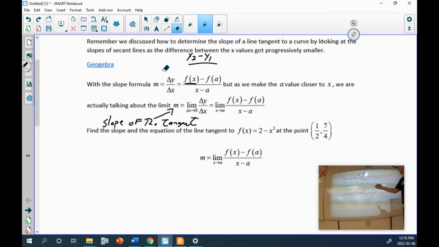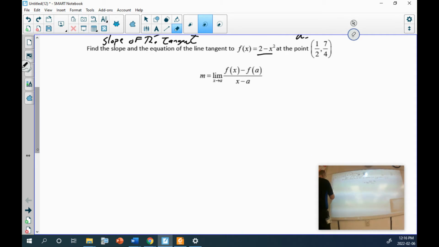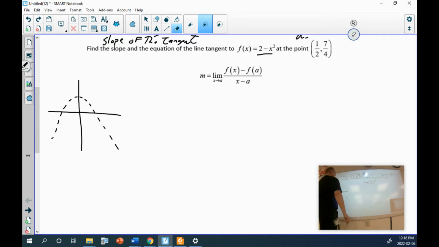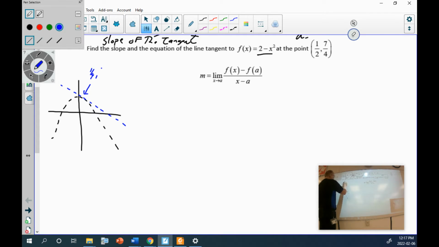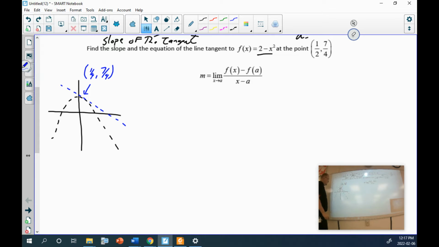So here's the question. Find the slope and the equation of the line tangent to this function at the point A is equal to 1/2 over 7/4. Now, visually, we know we can sketch 2 minus x squared that looks like that. And we're looking for the tangent at this point, 1/4, 7/4. Now, looking at my graph, I better get a negative slope because that makes sense.